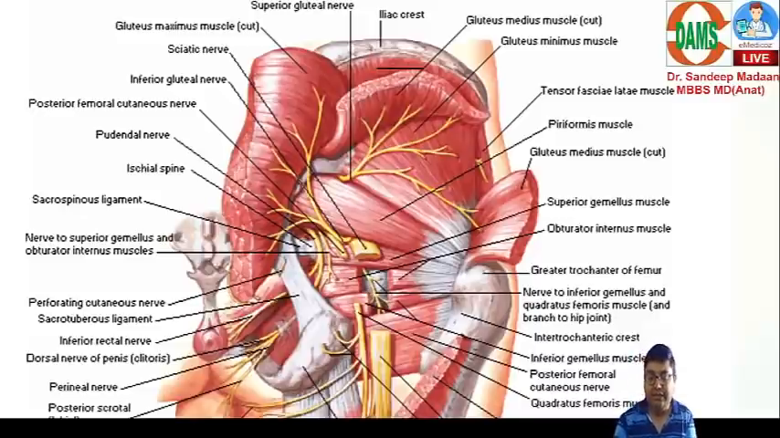So what is their nerve supply? You can see this is the gluteus medius, minimus, and the tensor fasciae lata. They all are supplied by superior gluteal nerve. And you can see this muscle, this is the piriformis muscle. The nerve coming above the piriformis is the superior gluteal nerve, which is going to supply these muscles. And the nerve coming below the piriformis is this inferior gluteal nerve, which is going to supply gluteus maximus.